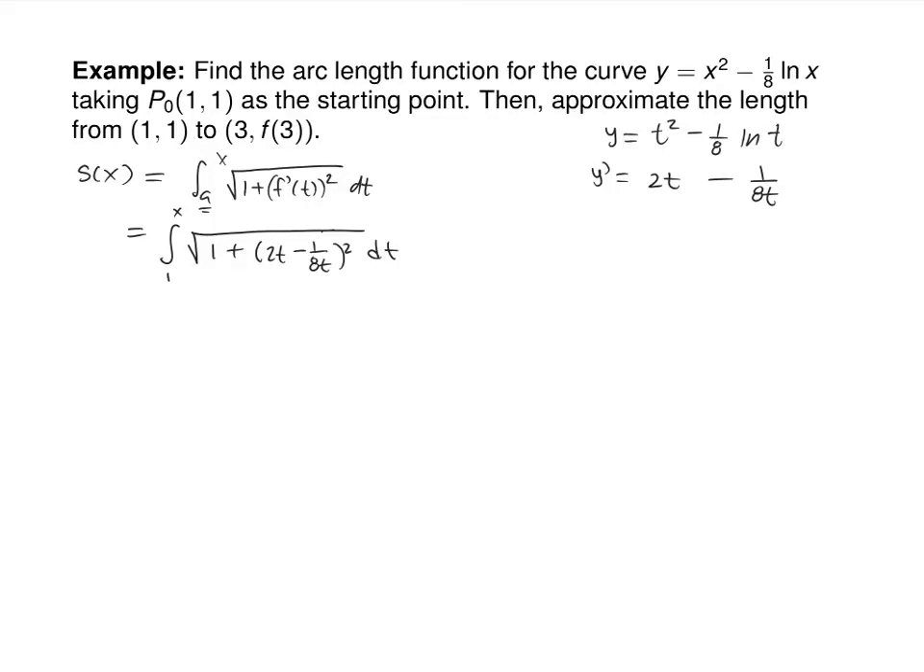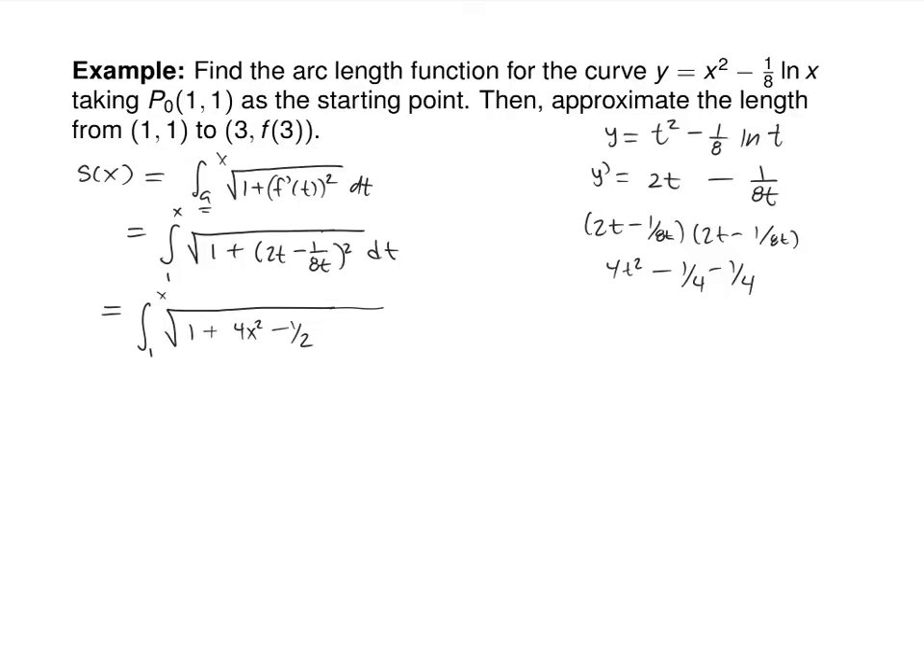Just put in 2t minus 1 over 8t, squared. Then multiply that out. Root of 1 plus the product of 2t minus 1 over 8t with 2t minus 1 over 8t. So that's 4t squared, minus a quarter, minus a quarter, so minus a half. And then plus, what's the last thing? 1 over 64 t squared.